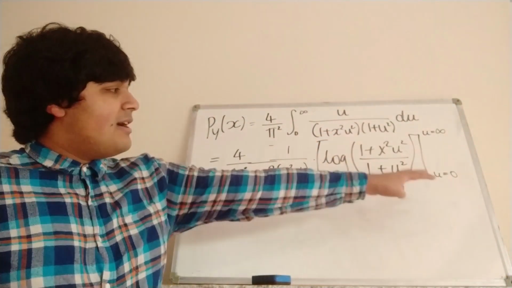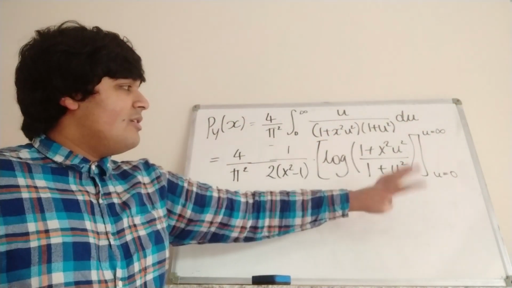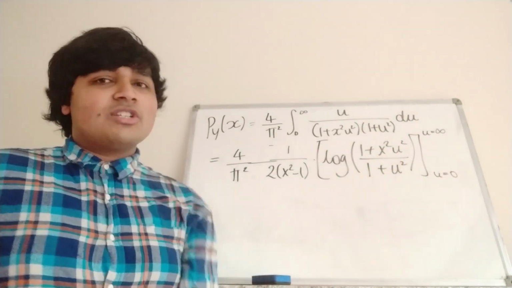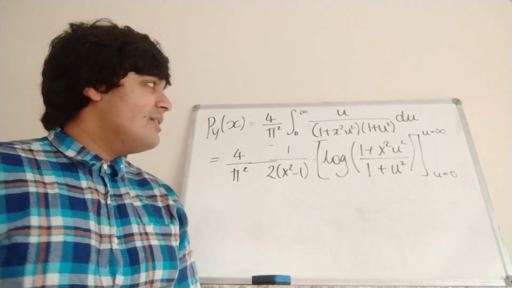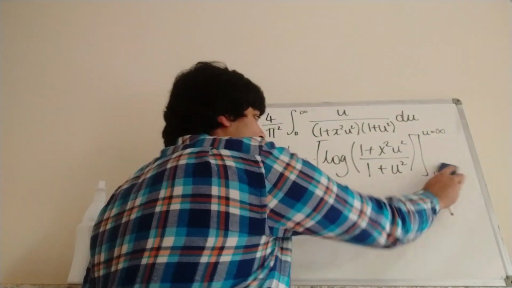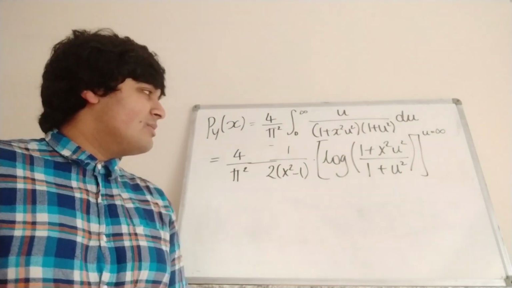Okay, and we want to plug in u equals infinity and then u equals 0. Well, let's just look at u equals 0. We're going to get log of 1 over 1, which is just log 1, which is just 0. So we're doing something minus 0, so we don't really need to worry about the lower limit. We only need to worry about the top limit when u equals infinity.